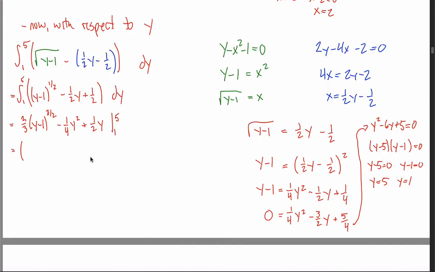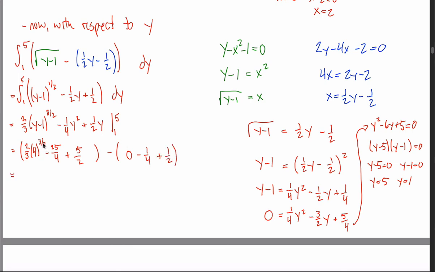If we first plug 5s into this expression, let's see, 5 minus 1 is 4. So I have 2/3 times 4 to the 3/2 power minus 5 squared is 25. And so 25 times negative 1/4 is negative 25/4. And then plugging in 5 here, I get 5/2. And from that, I want to subtract what I get when I plug in 1, where I think things will work out really nicely. Let's see. 1 minus 1 is just 0. So 0 raised to 3/2 times 2/3, that's all just a 0. If I plug in 1 here, I get negative 1/4. And if I plug in 1 here, I get positive 1/2.